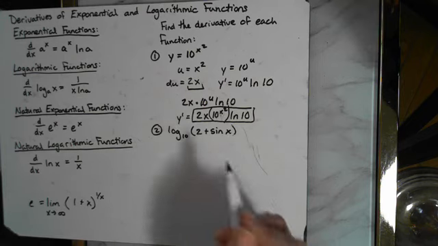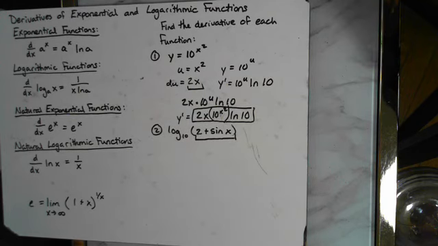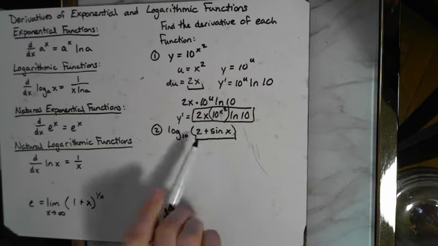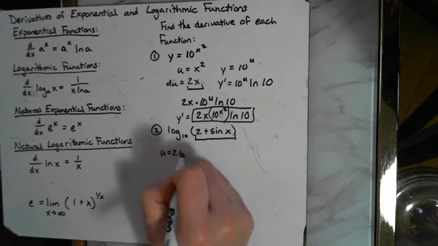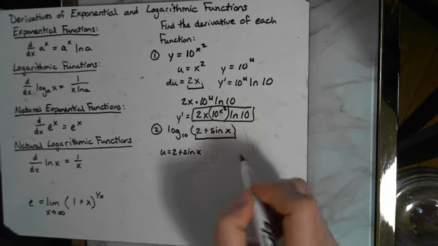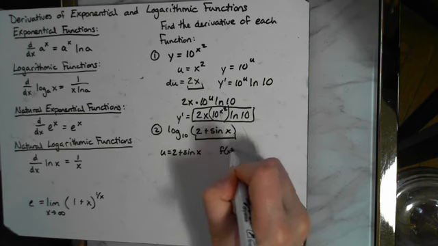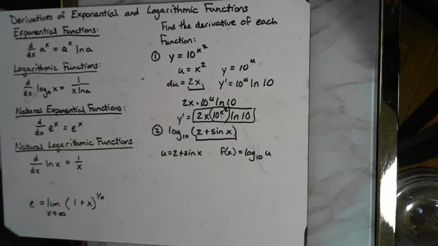Okay, so in this one, I notice there's still an inside function here. So I'm going to need to use the chain rule again. So I'm going to make u equal this inside function, and my outside function is going to be f of x equals log base 10 of u. Now I'll do the derivative of both of these functions.